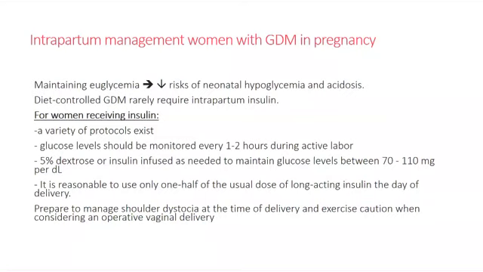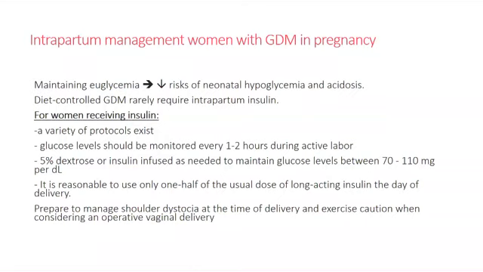For women receiving insulin, there's a variety of protocols. I've looked at protocols, and we have a very nice one. When you did high risk, you maybe came across somebody with pre-gestational diabetes or GDM on insulin, and we do the glucose. There's a protocol: they monitor glucose every 1 to 2 hours during active labor. They use 5% dextrose or insulin infused as needed to maintain glucose level between 70 and 110. So that's the range you want to keep it in.